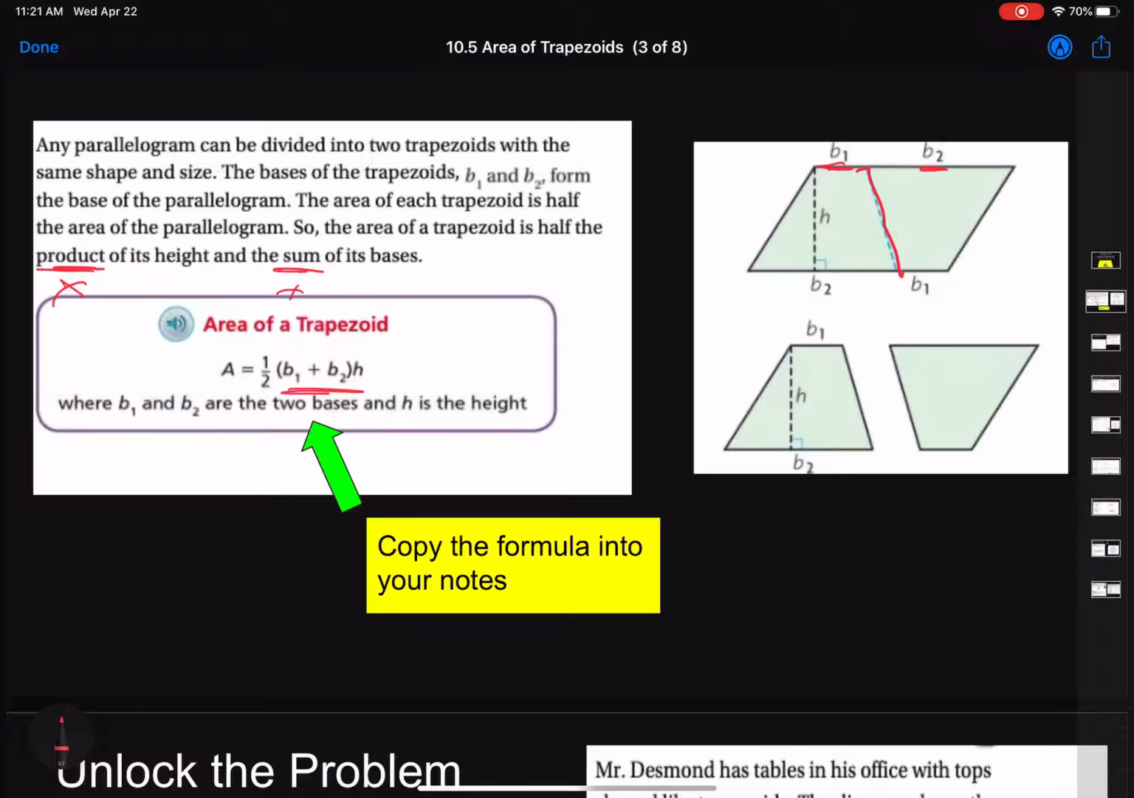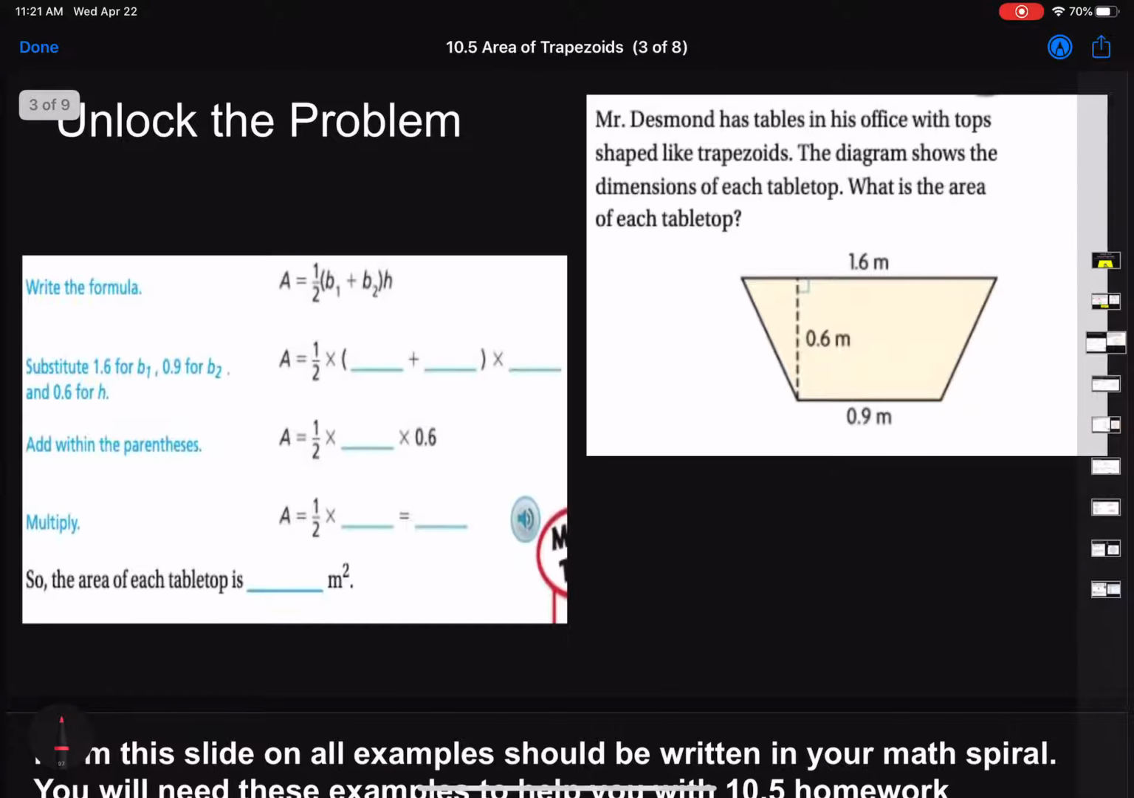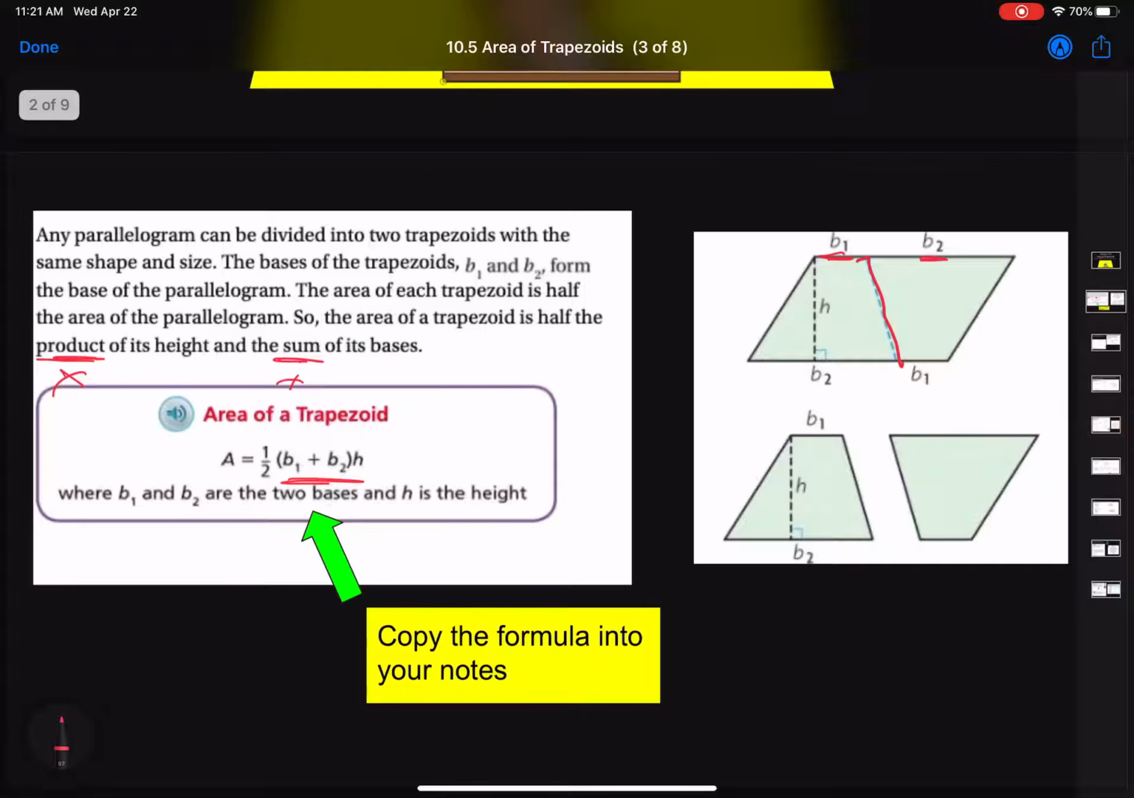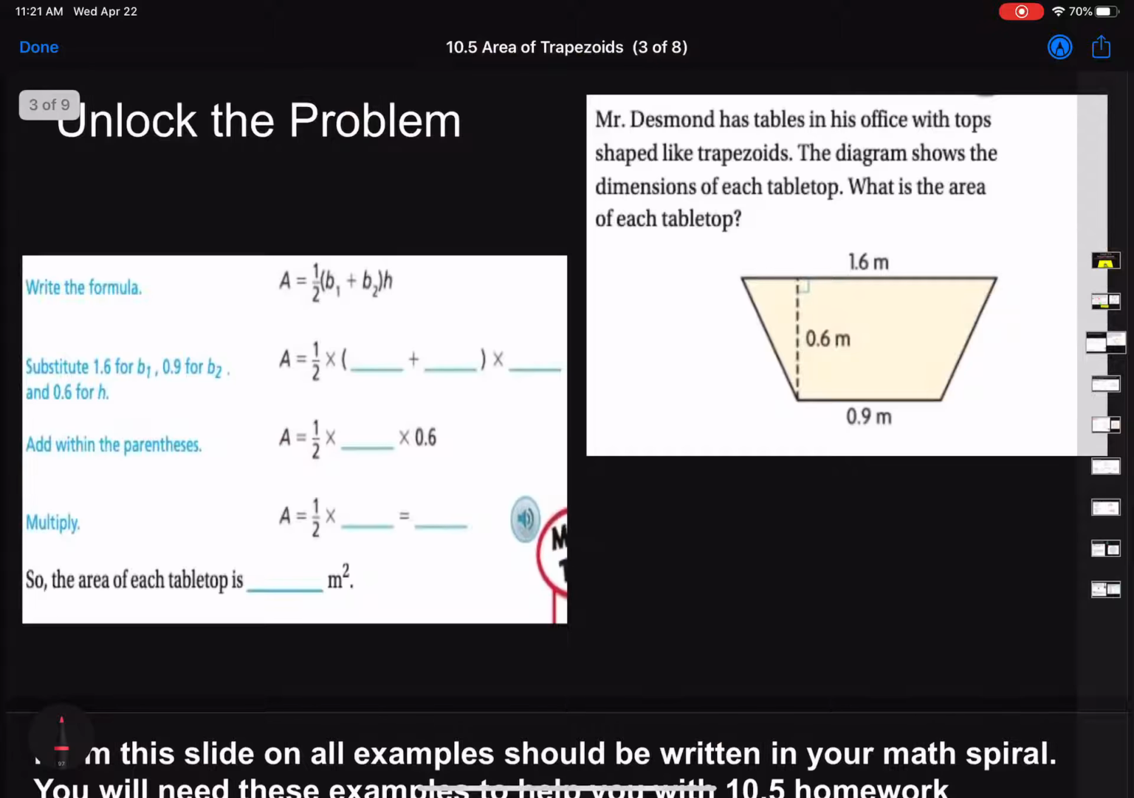So let's go ahead and take a look at the first one. Why are you not working for me? Okay, there we go. I know what I was doing wrong. Technology has not been my friend these last few days. Okay, so here's the formula that you should already have written in your notes. You can put this problem in your notes or not, but when we get to the next slide, you're definitely going to have to put those in your notes.